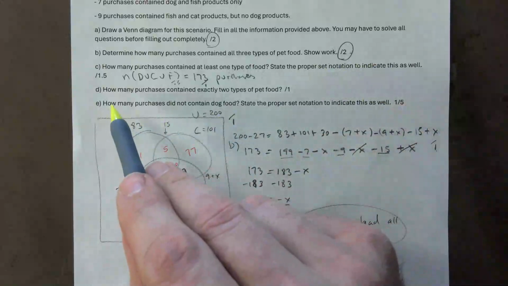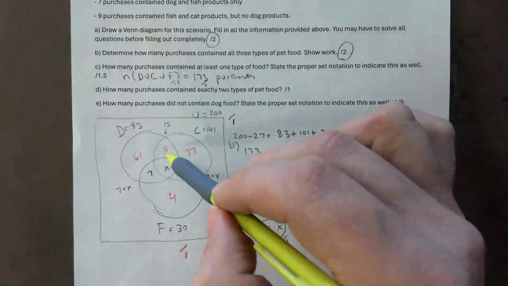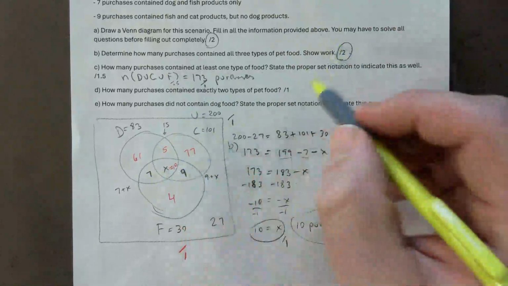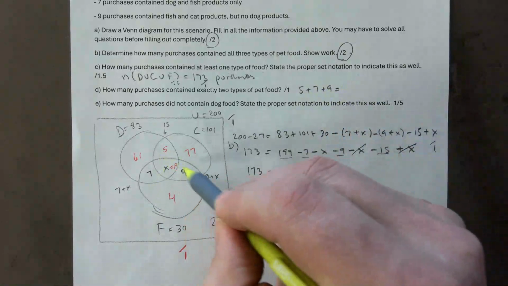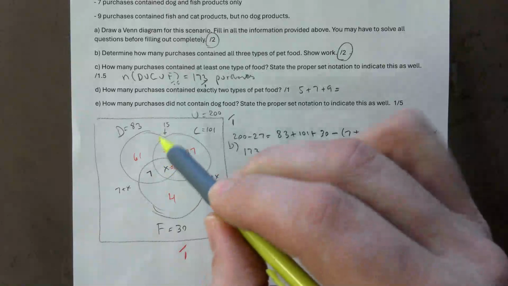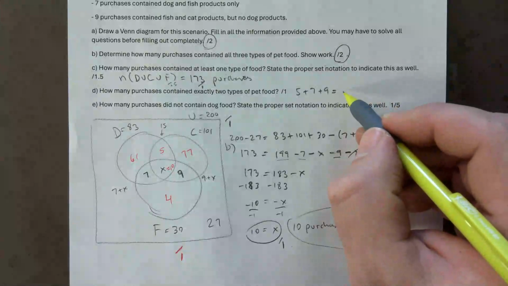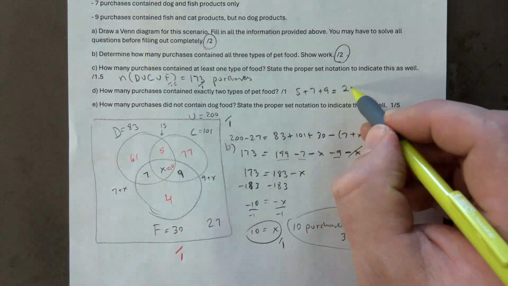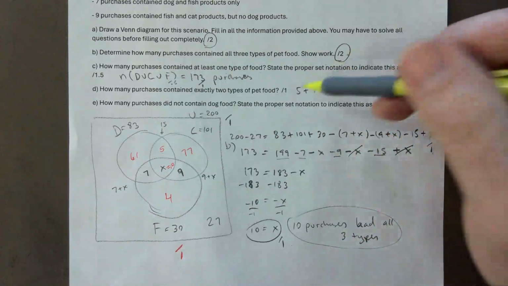Okay. How many purchases contain exactly 2 types of food? You got to go 5, 7, and 9. You got to add those up. So 5 plus 7 plus 9, whatever is in your diagram, that is. Okay. So if you add up these 3 numbers, that's why it's important to show it, that would be 21 purchases. Okay. So just 1 mark.